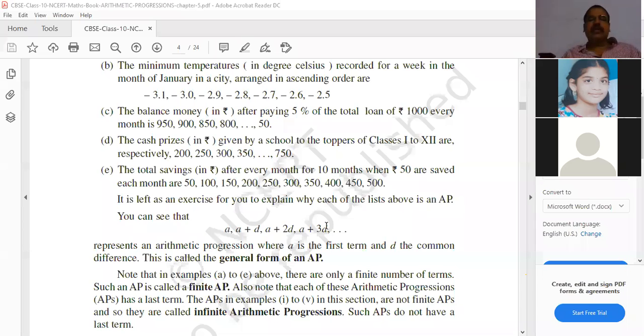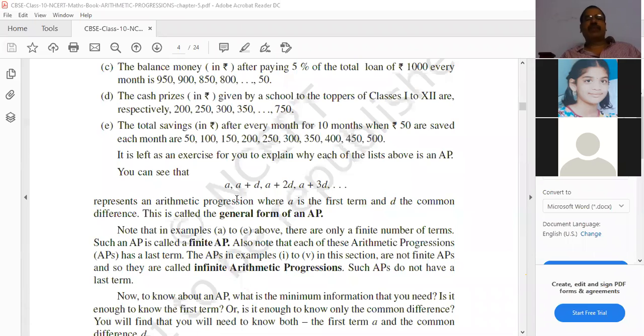This is the general form of an AP: a plus d, a plus 2d, a plus 3d, and so on. a plus n minus 1 of d represents the arithmetic progression where a is the first term and d is the common difference.